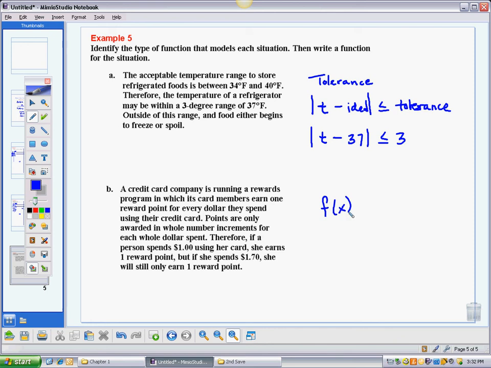F of x equals the greatest integer function on x. So let's see if that works. If I did f of 1, yeah, the greatest integer for that would be 1. That works. F of 1.7, greatest integer not greater than 1.7 is 1. And if I did something like f of $100.30, that would be greatest integer not larger than 100.3 is 100. So that would work. So this is a greatest integer function.